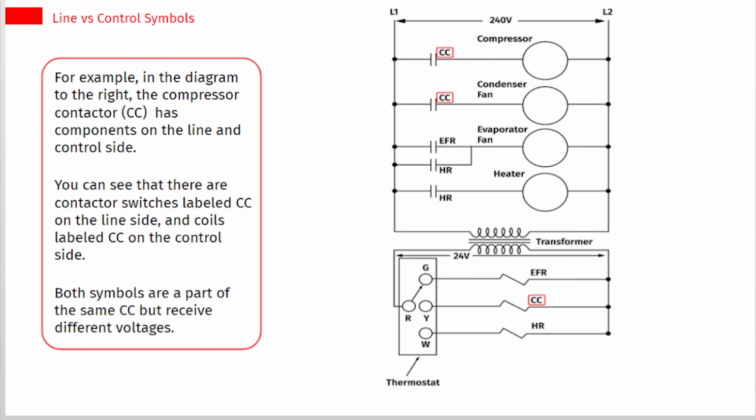For example, in the diagram to the right, the compressor contactor, CC, has components on the line and control side. You can see that there are contactor switches labeled CC on the line side, and coils labeled CC on the control side. Both symbols are a part of the same CC but receive different voltages.